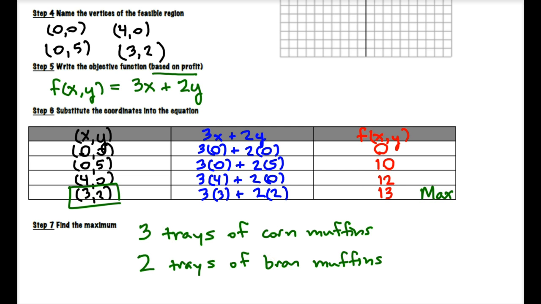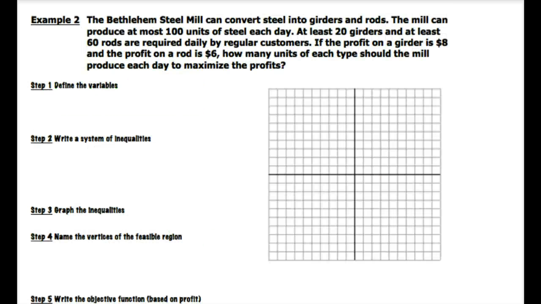Okay, I have one more I want to show you, so let's go to example 2. In this one, we're going to be taking steel and converting it into girders and rods. And so it says that the Bethlehem steel mill can produce at most 100 units of steel each day. At least 20 girders and at least 60 rods are required daily by regular customers. The profit on a girder is $8 each, and the profit on a rod is $6. And so we want to know how many girders and how many rods we should make in order to maximize our profit.